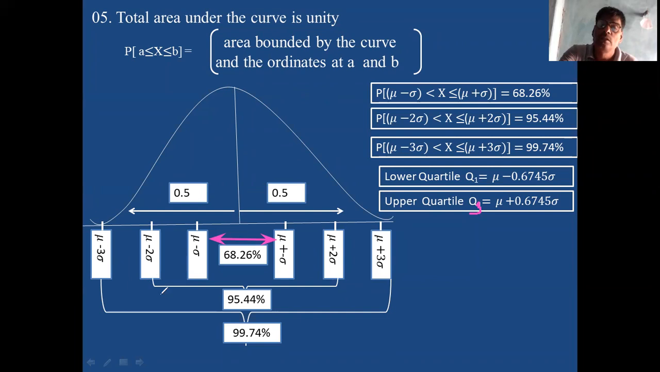On the basis of this graph, you have to come to know that the first half is 0.5, the second half is 0.5, and these are the percentages. If you express it in unit, 0.6826, 0.9544, 0.9974, then this is already the given point. Okay, these are the points you remember. Then I would like to explain regarding this.